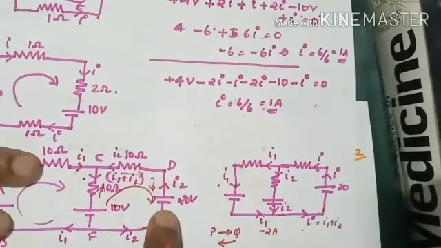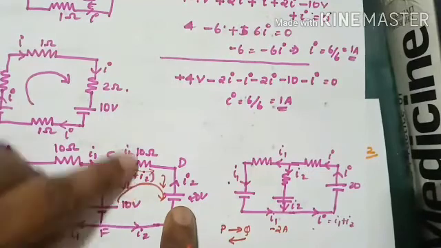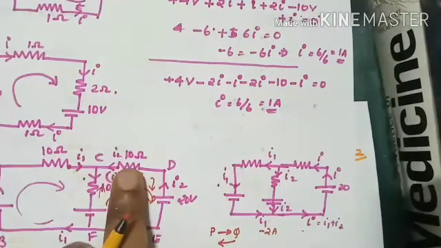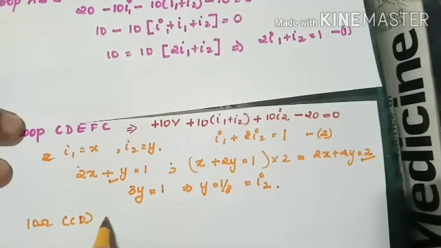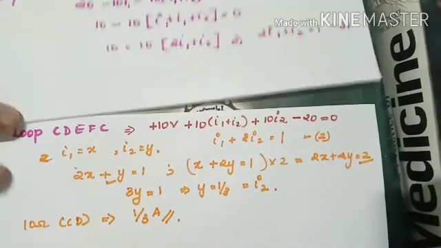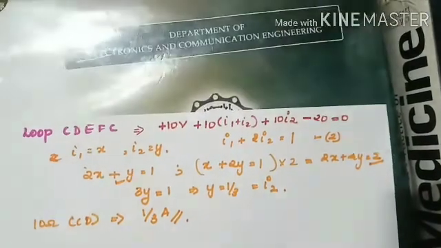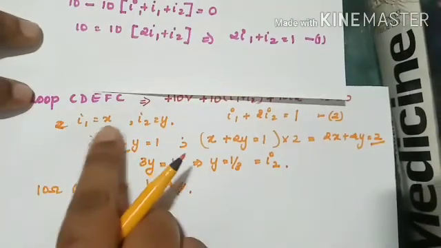So let's move on to the circuit, guys. What is I2? That is the supply current from the 20 volt, or I can say the 10 ohm resistance between C and D. That 10 ohm resistance between C and D gets how much current? 1 by 3 ampere. You got one answer? Clear?